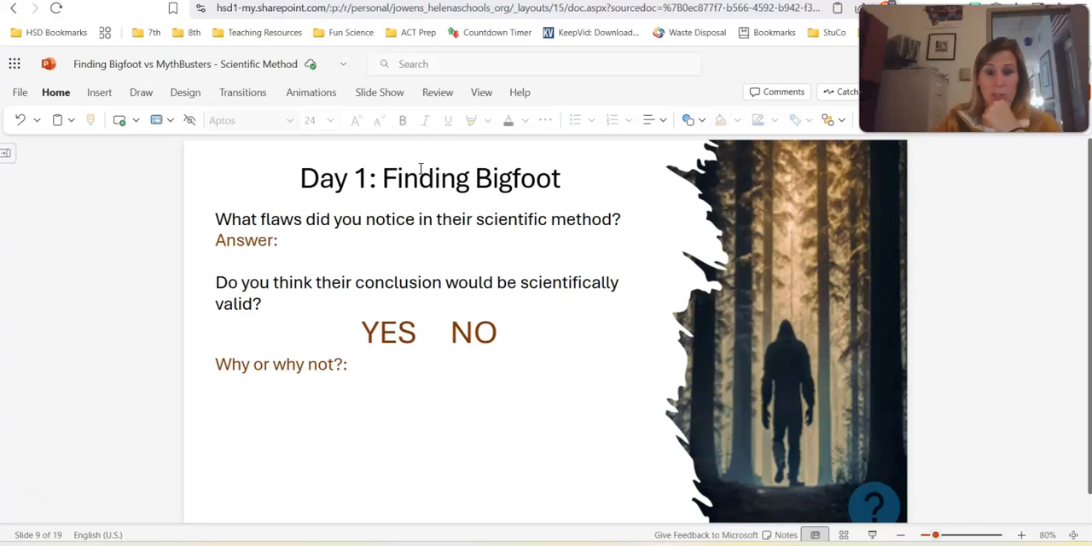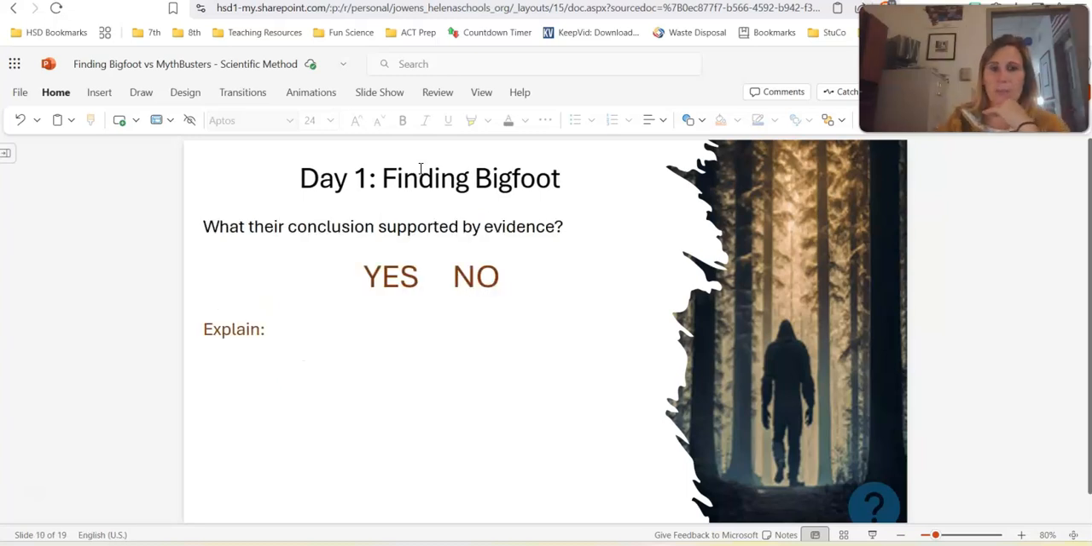Okay, what flaws did you notice in their scientific method? So again, refer back to your notes for theirs. There's going to be a lot of different flaws that you see with this. And then do you think their conclusion would be scientifically valid? Meaning that if we took it to the scientific community, would they support it and say, yep, that's some good data, you ran your scientific method perfectly, this could be a big discovery? So do you think it's scientifically valid? Use your draw tool to circle yes or no, and then explain why or why not.